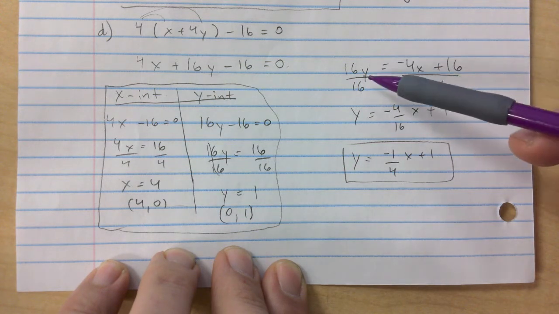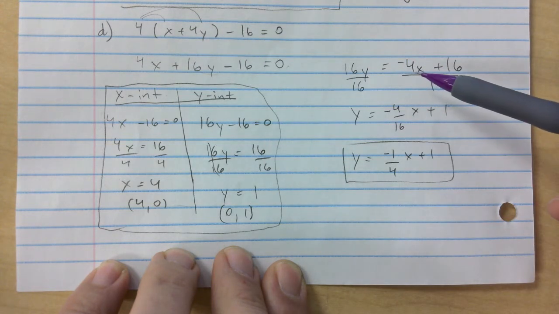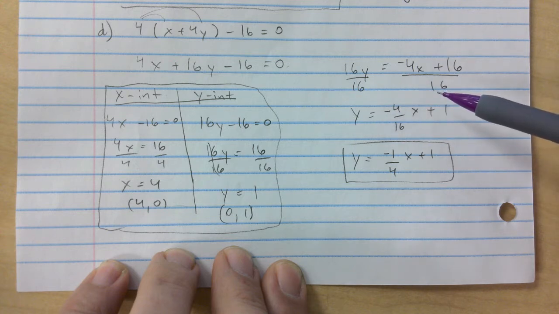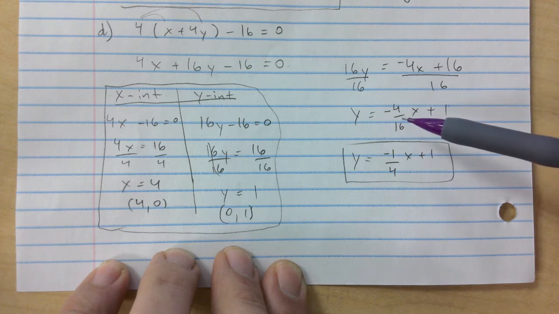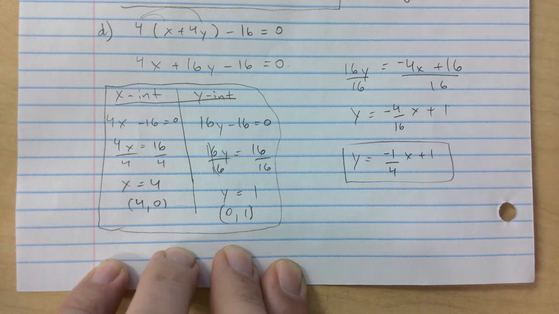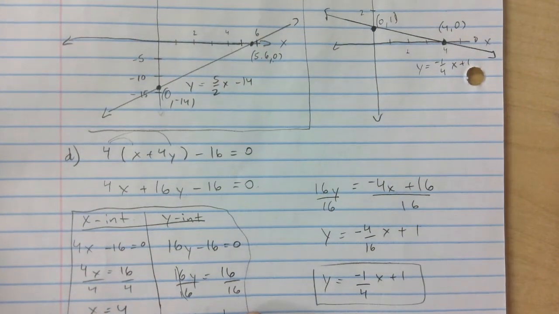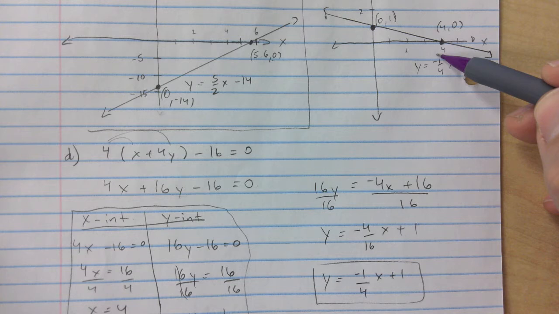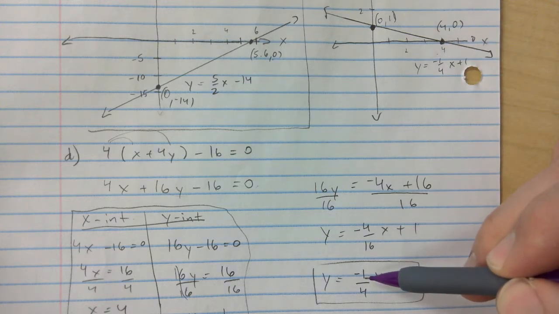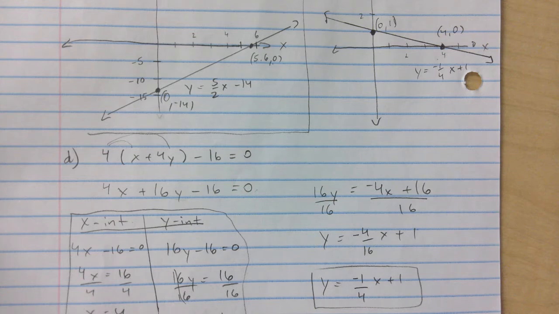Rewriting it, right? You bring the 4x over. The 4x used to be here. It comes over negative. Divide both sides by 16. You get negative 4 over 16 plus 1, and that negative 4 over 16 can be further reduced to 1 over 4. And there it is. And the graph of this is up here. So we are expecting a decreasing line because it's a negative slope, and it does work out, and that's exactly what we want.